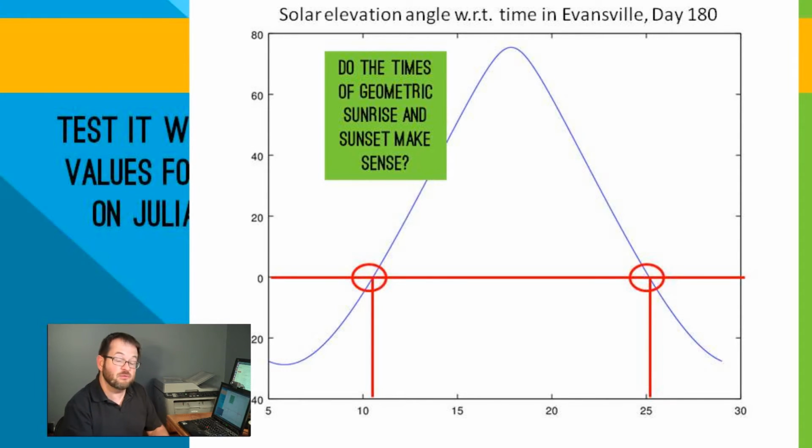This is the middle of the summer, day 180. That could be right. The sunset's really late in this. Okay, those make sense. That seems good. We got a little over, what do we got? About 14 hours of daylight. The sun's up about 14 hours. All that looks good. I could believe that.